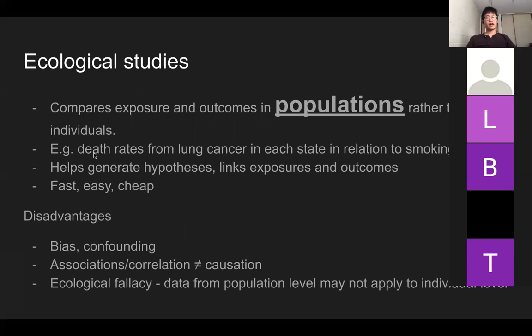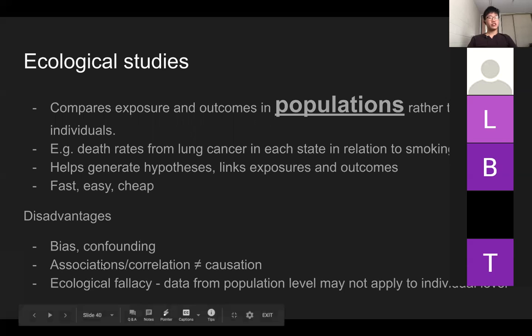So, for example, death rates in each state in relation to smoking rates. So if you're comparing different states, again, you'd use an ecological study. What this does is it helps generate hypotheses, and it does manage to provide some link between exposure and outcomes. They're normally easy, fast, and cheap. The problem is, again, bias and confounding.